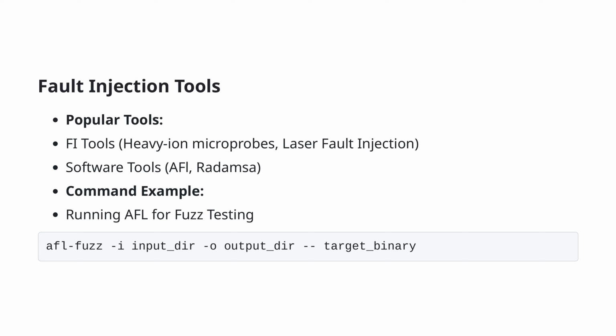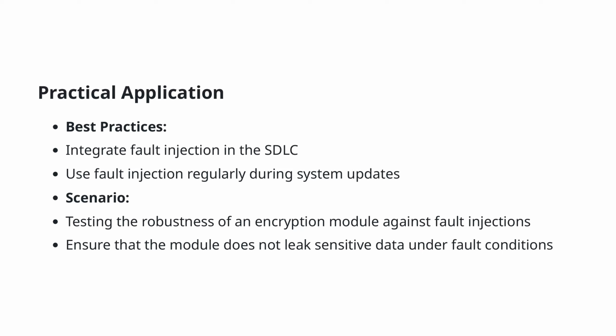For instance, running AFL for fuzz testing is straightforward. You'd use a command like bash afl-fuzz -i input_dir -o output_dir target_binary. This command will initiate fuzz testing on your target binary using input and output directories to manage test cases and results. Understanding and using these tools and techniques ensures that you can rigorously test and improve the robustness of your application against potential faults. In this slide, we're focusing on the practical application of fault injection tools.